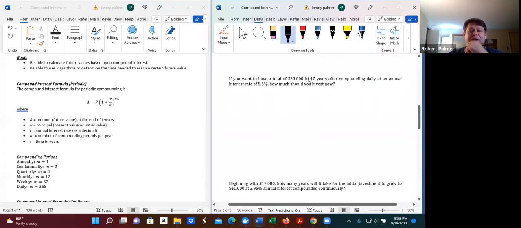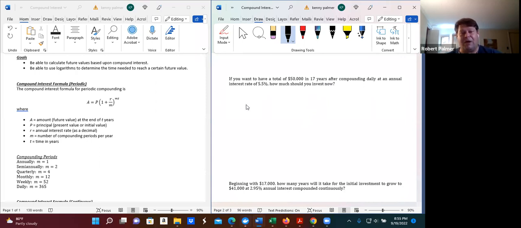Now, this is a slightly different problem. It says if you want to have a total of $50,000 in 17 years after compounding daily at an annual interest rate of 5.5%, how much should you invest now? If you notice, that's not exactly the same question we had before. Let's think about that. That's what it's asking for.